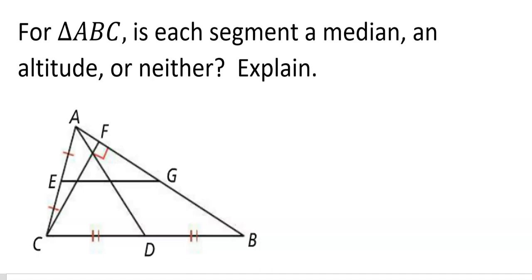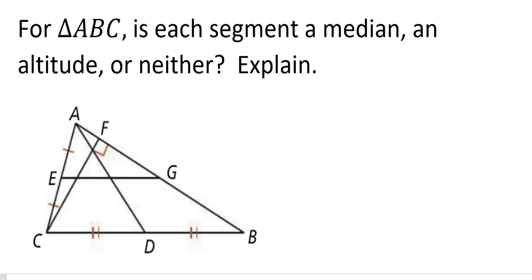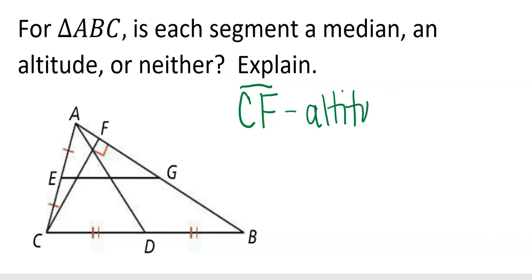Okay, so here, is each segment a median, an altitude, or neither? And they're talking about the segments that go through the middle. So let's do CF first. What is that one? Because you see what? The right angle. So we're going to say altitude. And in parentheses, I'm going to put right angle. And that's good enough for a description as long as you say what you're looking at. How about EG?